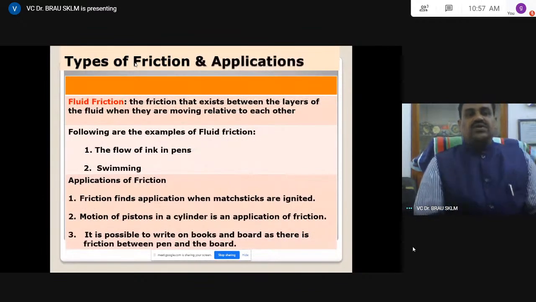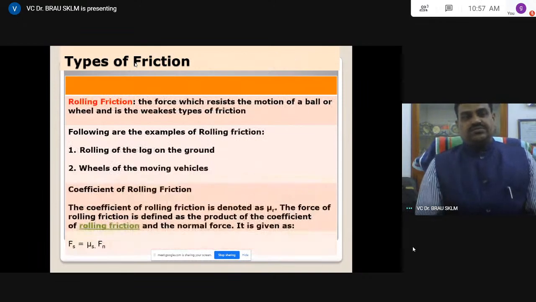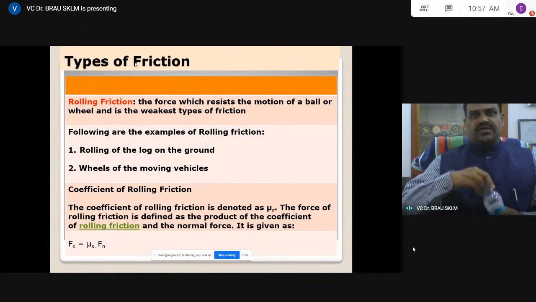Now see the rolling friction. That means the force which resists the motion of a ball or a wheel, and it is the weakest type of friction because it is a line contact. Rolling means it is a line contact, whereas earlier it was a surface contact. That's why there is a difference between rolling contact and sliding contact.